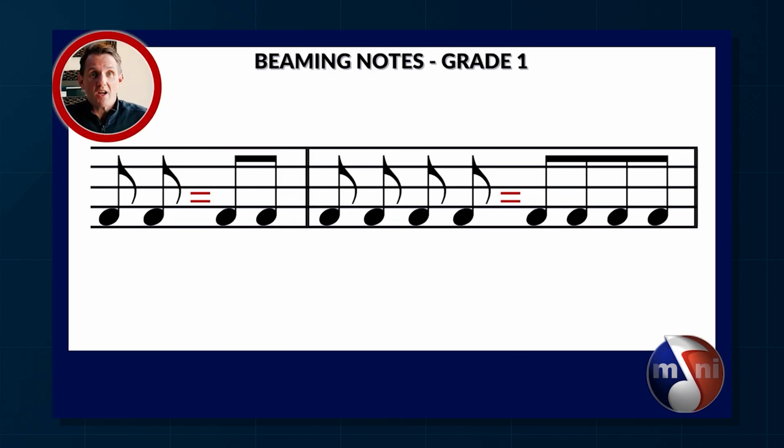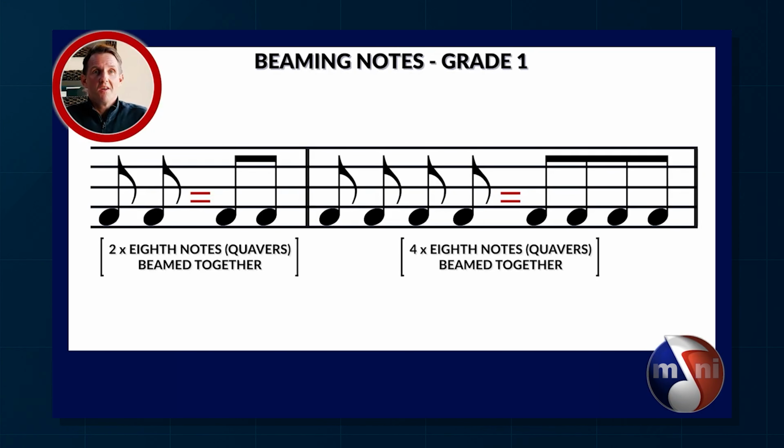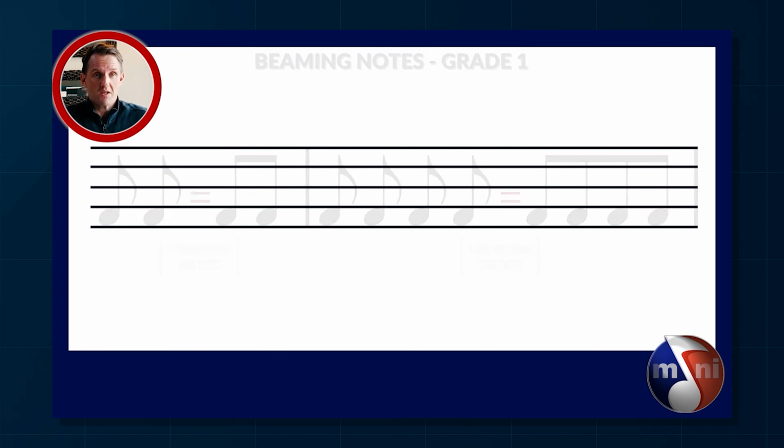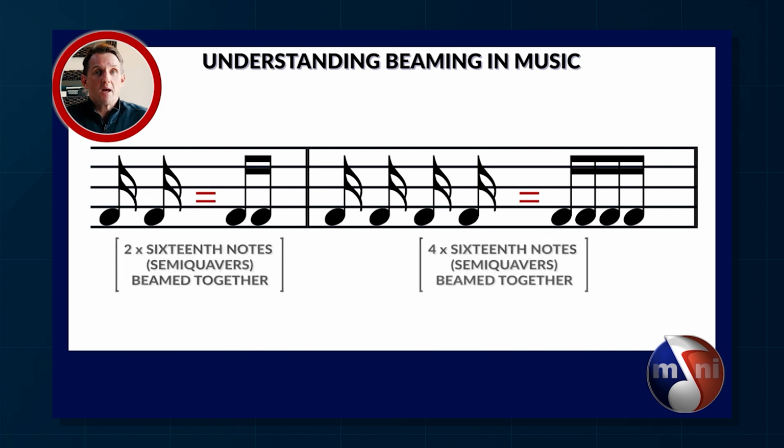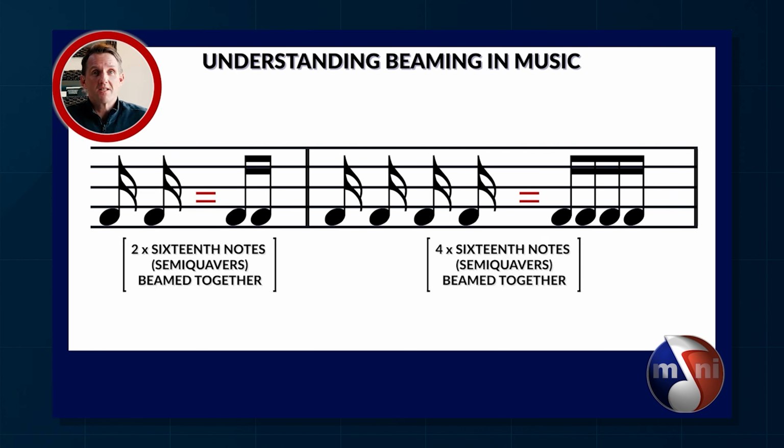Beaming is a crucial aspect of music notation that helps us group notes together and understand their rhythm. It involves connecting notes with lines called beams. By beaming notes, we can visually display the beats and accents in music. What I've come to realize over time is that music theory doesn't have to be intimidating or complicated.